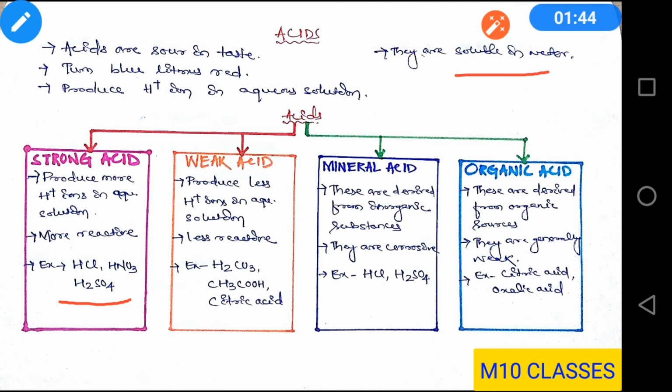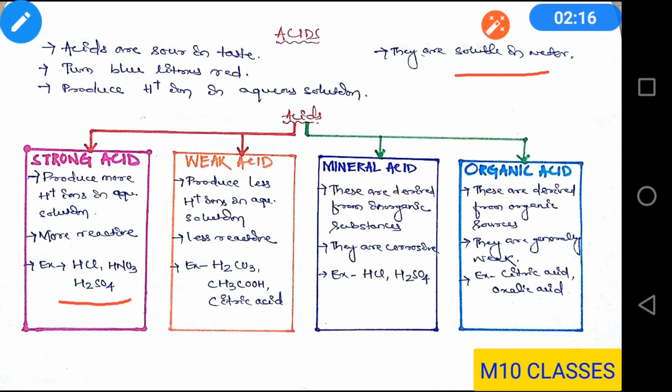In case of weak acids, they produce less amount of hydrogen ions, and that's why they are less reactive. For example, H2CO3, that is your carbonic acid, CH3COOH, that is your acetic acid, and citric acid, that is found in lemon and orange. Again, on the basis of the materials from which it is derived, acids can be categorized as mineral acids and organic acids.